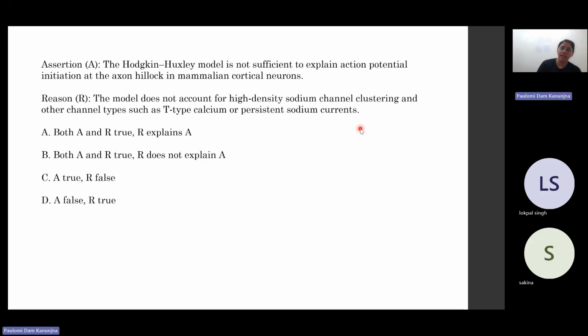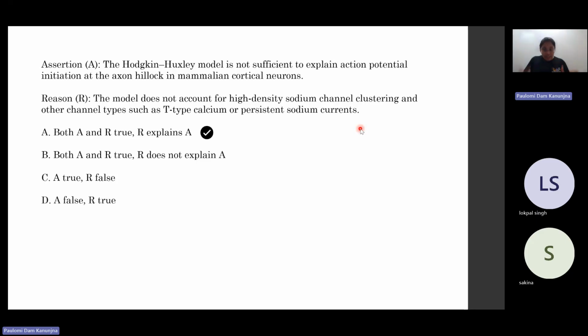Okay, let me give you the answer for this. So this is A. What does it say? That this model is not sufficient to explain action potential, right? If you remember in the lecture notes, it was said that the Hodgkin-Huxley model is a quantitative model, right? It explains how it is initiated and how it moves, but it does not explain the mechanisms behind it, right?